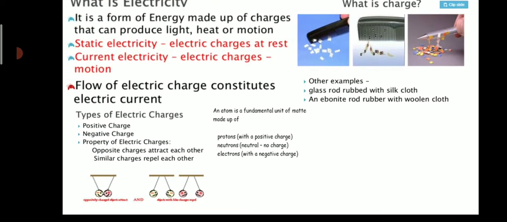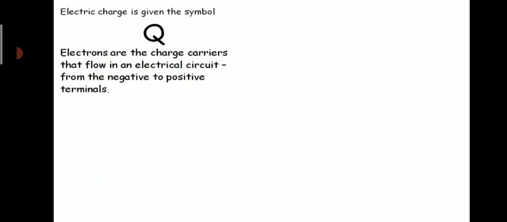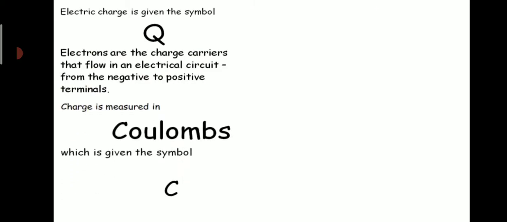So, the next thing that we will learn here: everything is made up of atoms which contain positive particles called protons and negative particles called electrons. See the structure of the electron, proton and neutron inside the atom. Electric charge is given by the symbol Q, and electrons are the charge carriers that flow in an electric circuit from the negative to the positive terminal. Charge is measured in coulombs, which is given by the symbol C.